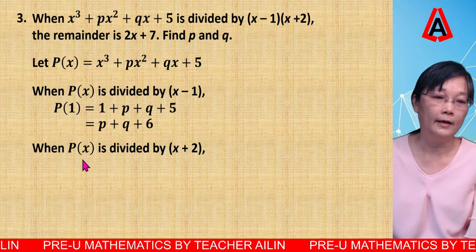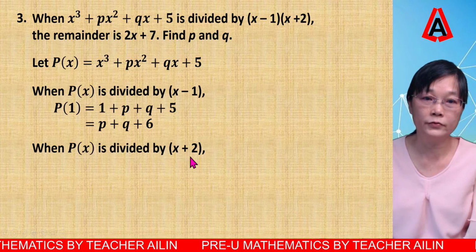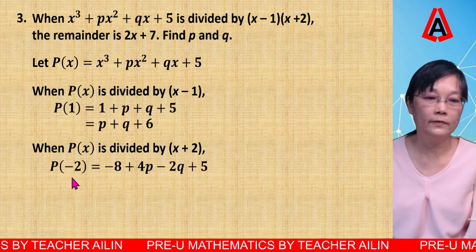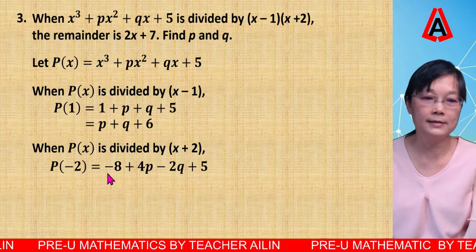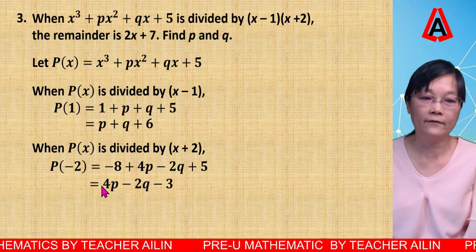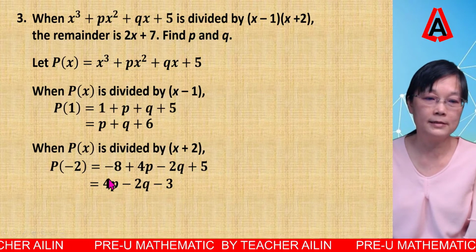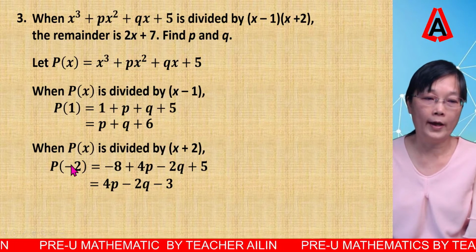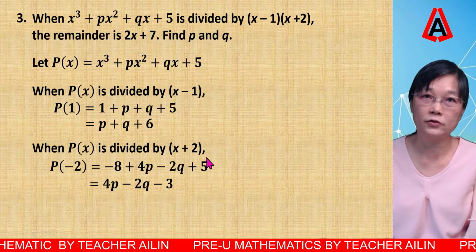And when this polynomial is divided by x plus 2, we replace x with negative 2, and when I simplify, I get 4p minus 2q minus 3. So this is the remainder when the polynomial is divided by x plus 2.